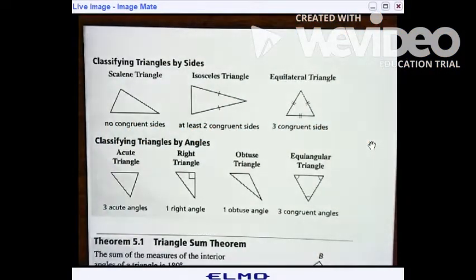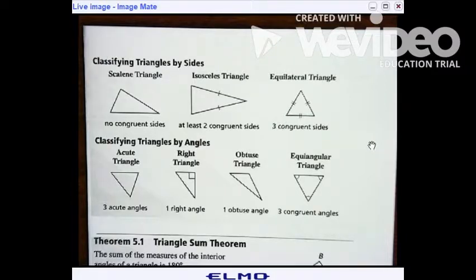Hello, class. Today, we are going to look at angles of triangles. We're going to start off by just introducing triangles. We're going to start looking at that in this chapter and for most of the rest of the year, actually. We're going to spend a long time talking about triangles.